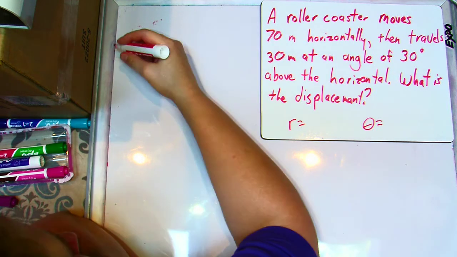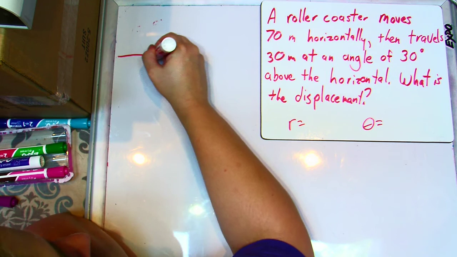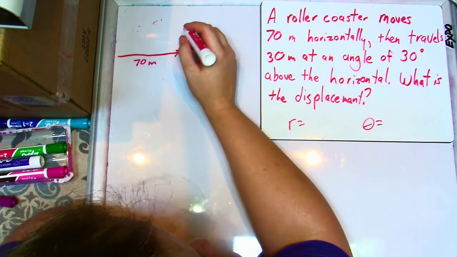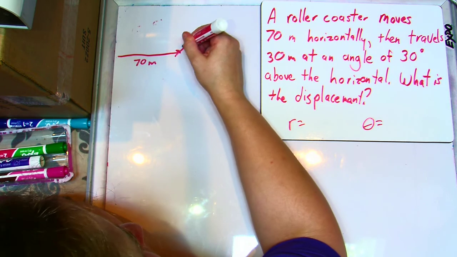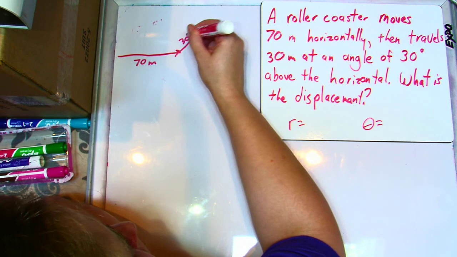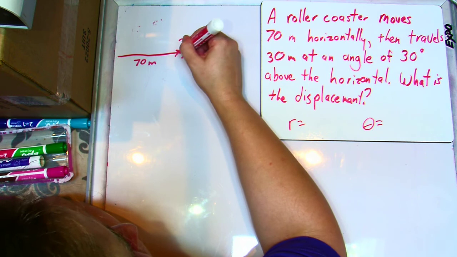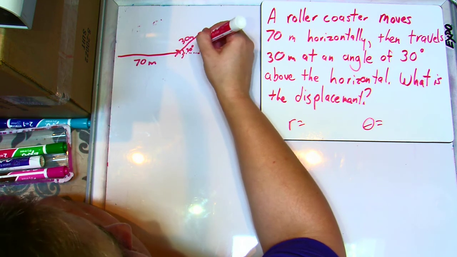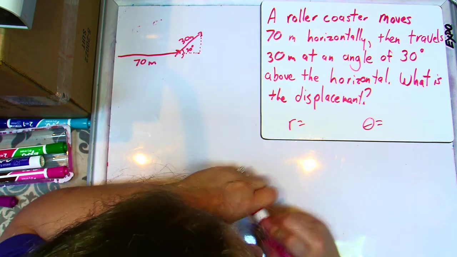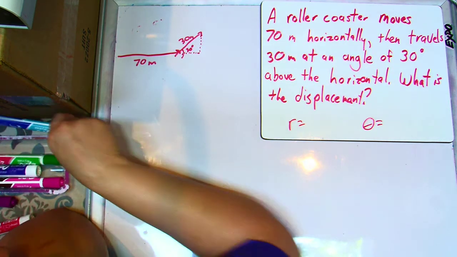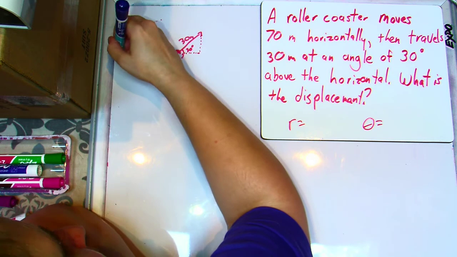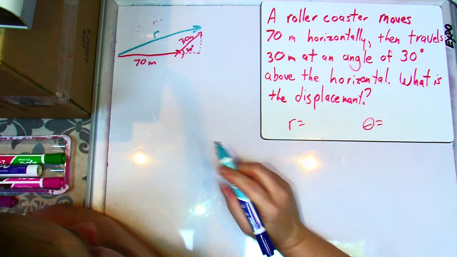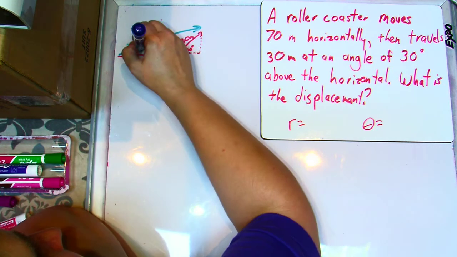It moves for 70 meters horizontally, and then it changes and moves 30 meters above the horizontal. So that means that the angle is 30 degrees. So that's what our problem looks like. And what we want to find is the displacement, as well as the direction.